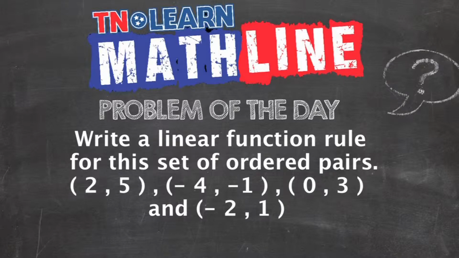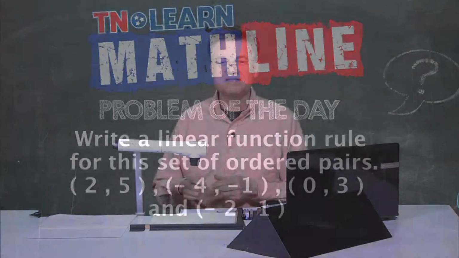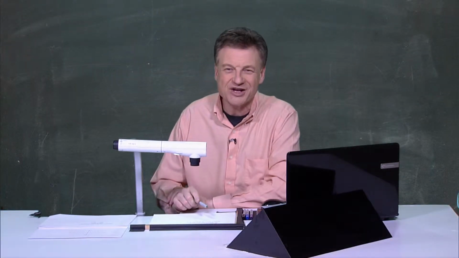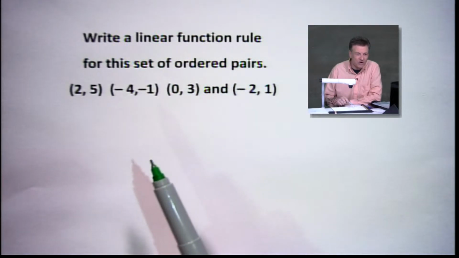You've got 2 and 5. You've got -4 and -1. You've got 0 and 3, and also we've got -2, 1. Linear means straight line. So let's see what we've got going with this problem. Let's take a look at it and see what great things are going along with it.